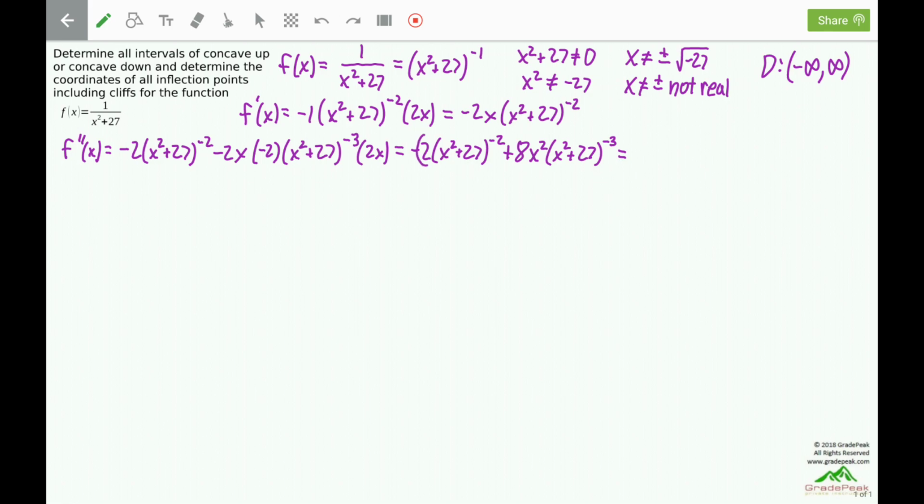For the coefficients, there is a common factor between 2 and 8 of 2, so we can factor a 2 out. And there's also a common factor of x squared plus 27 to the lowest power. The lowest power is the minus 3. Minus 3 is lower than minus 2 by being more negative. So we can factor out an x squared plus 27 to the minus 3 power.